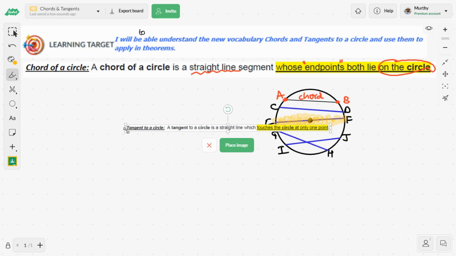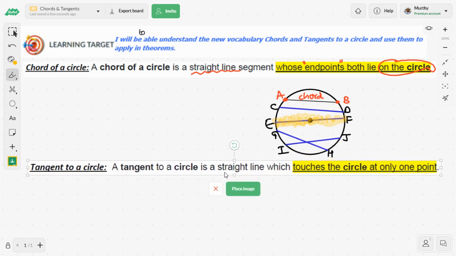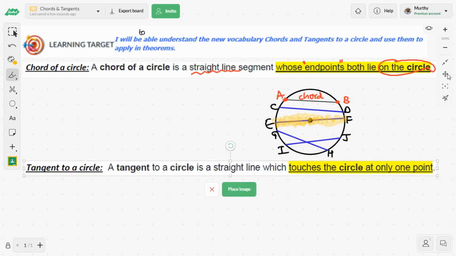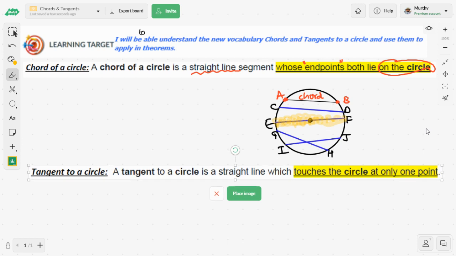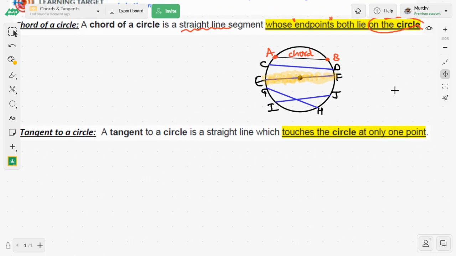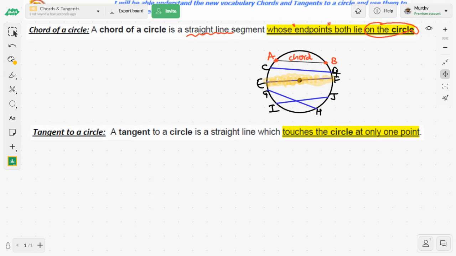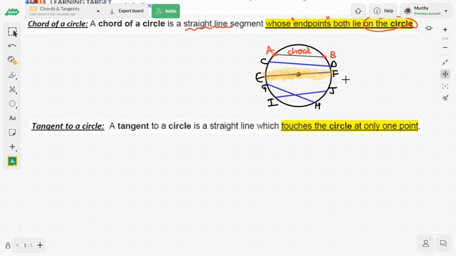Next one is tangent to a circle. So, what is a tangent to a circle? Let me move this one a little up. Okay. Let me draw a circle first. Let me take the black pen. So, a circle is drawn first of all.